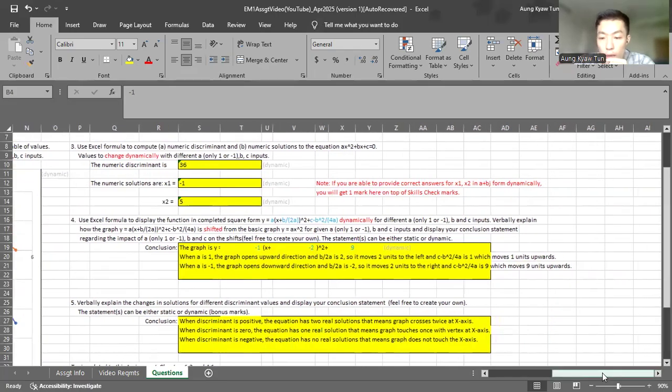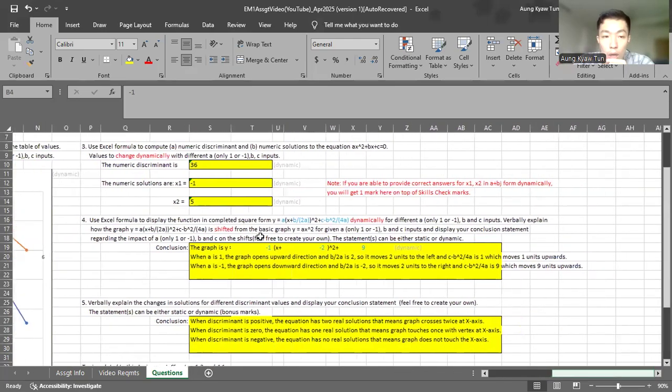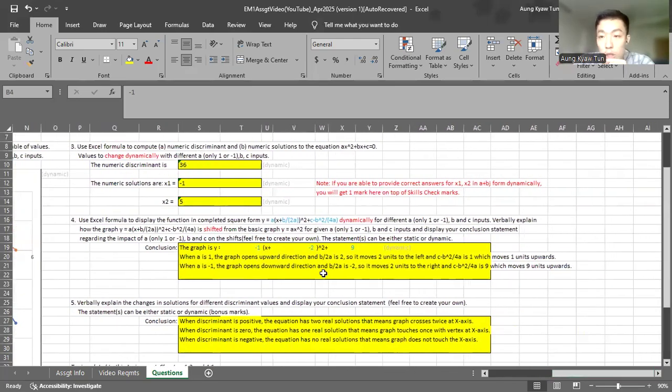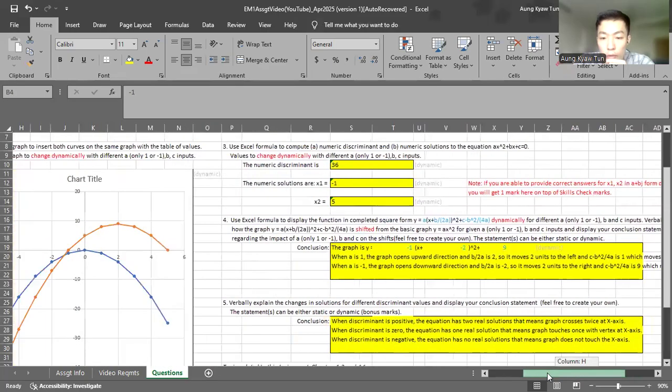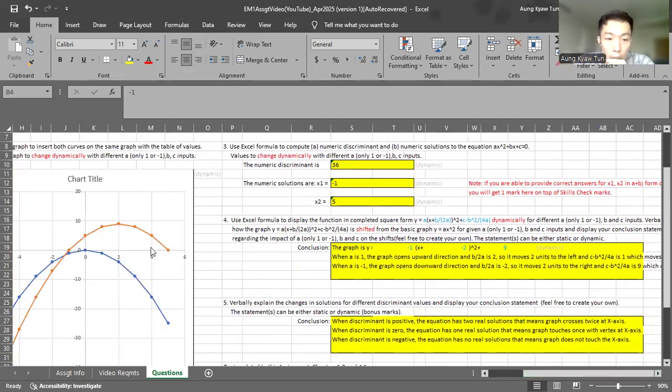For question number 5, when the discriminant is positive, like this, the equation has two real solutions, minus 1 and minus 1 and 5, and so it means the graph crosses at two points at the x-axis.